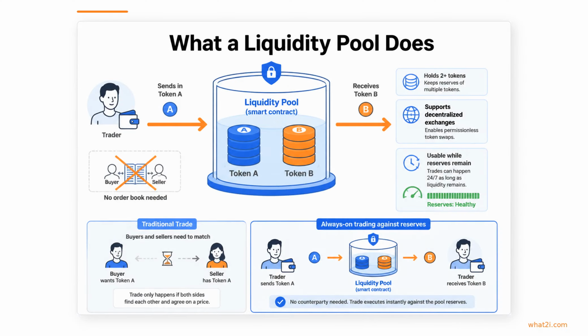A liquidity pool is a smart contract that keeps reserves of two or more tokens, so traders swap against assets already in the pool instead of waiting for another person to take the other side. That means no order book is needed, which is why decentralized exchanges can offer always-on trading. As long as the pool still has reserves, it remains usable.